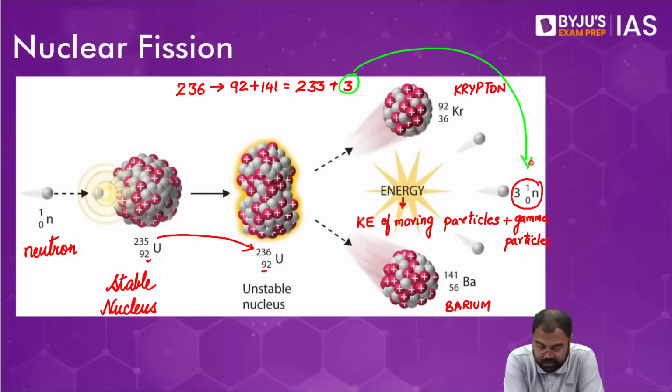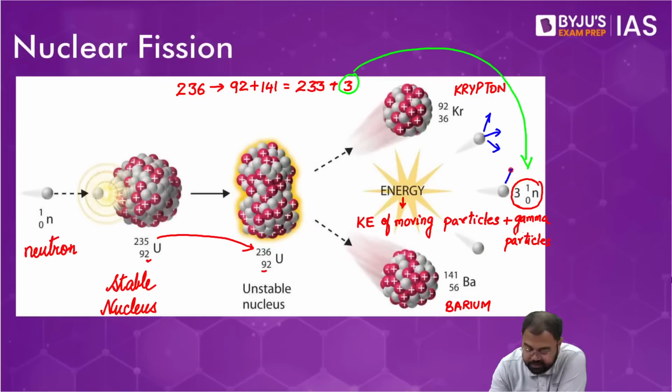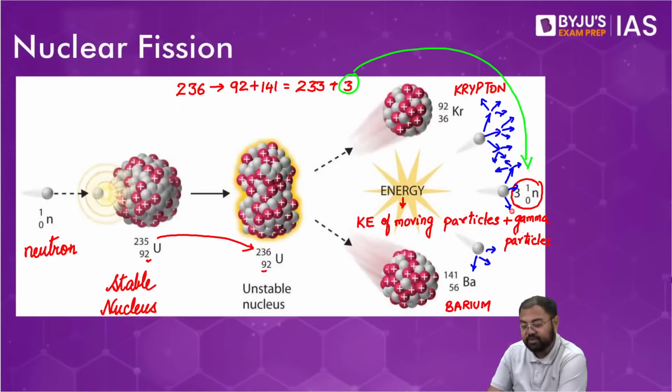Now these three neutrons will go on and bombard more of these uranium nuclei. From here, three more will be produced. From here, three more will be produced. From here, again, three more will be produced, like this. And this will basically keep happening, and that's why, in a manner, a chain reaction is set up here.